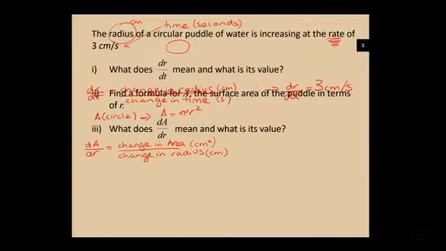And it said, and what is its value? Well, it's an expression as such. It's not actually a numerical value, but it's an expression. That's just giving you the idea that you should be finding the derivative of A, as long as you have an A statement with R's on the other side.